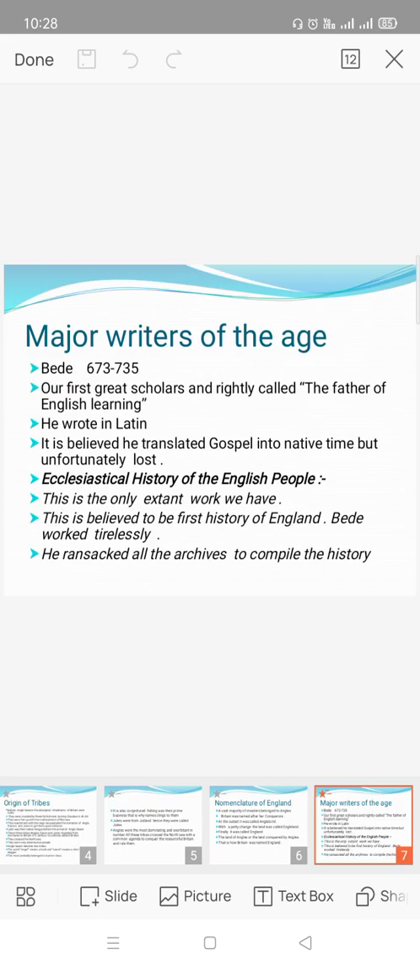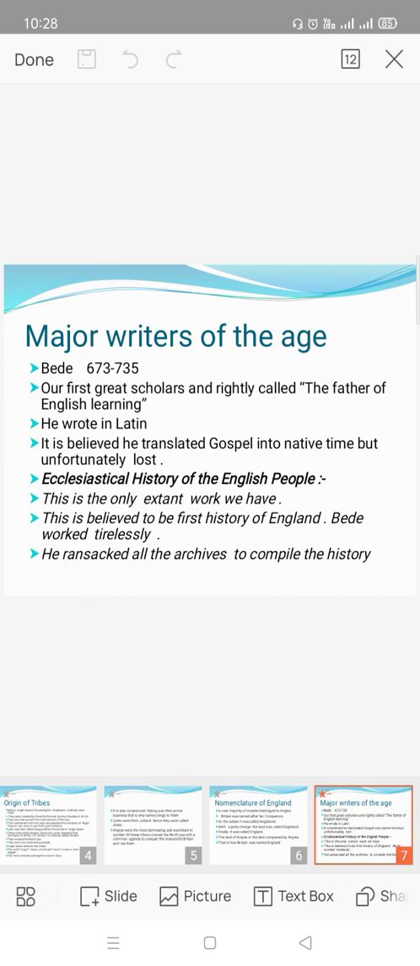Let us discuss the major writers of the age, because our concern is with the writers. What you have to remember from this lecture is how Britain was named, when Westminster Abbey was started, what the Treaty of Wedmore is, and who the most important and significant writers, the canonical writers of the age, are. Now let us discuss the major writers of the age.